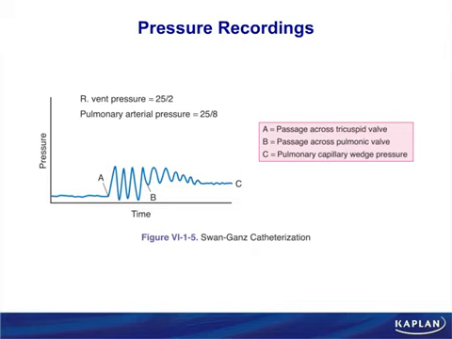Pulmonary capillary wedge pressure is our marker of left atrial pressure, which is our marker of left ventricular preload. That's the big key. That's why we measure pulmonary wedge pressure, because it's preload to the left ventricle.